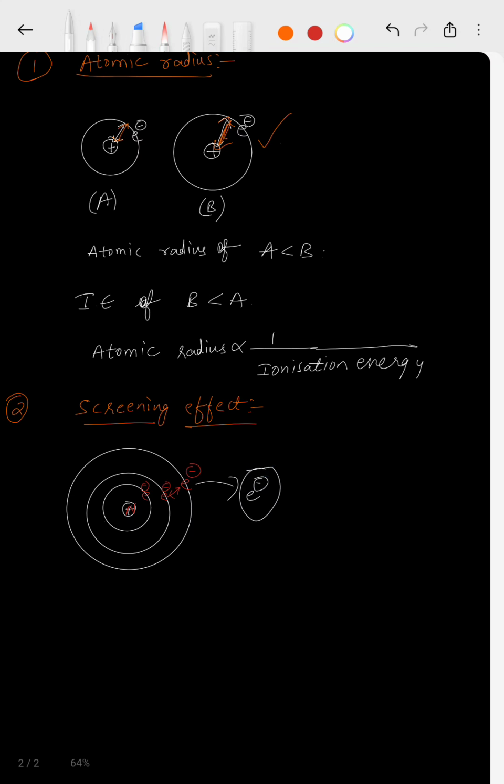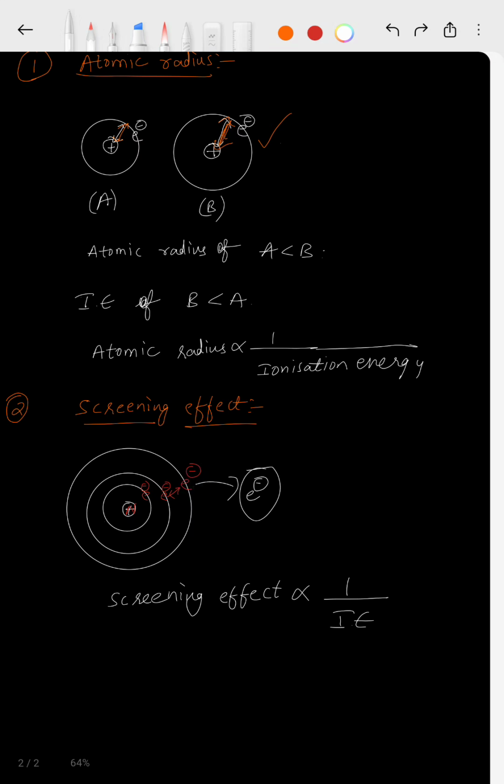So when the screening effect is more, ionization energy decreases. Screening effect is inversely proportional to IE. Why? Because here more screening effect is there. These electrons are acting as a screen between the nucleus and the outermost shell. So if more screening effect is there, less attraction will be there between the nucleus and the outermost shell. So we can easily remove the electron from here, and the ionization energy will decrease.